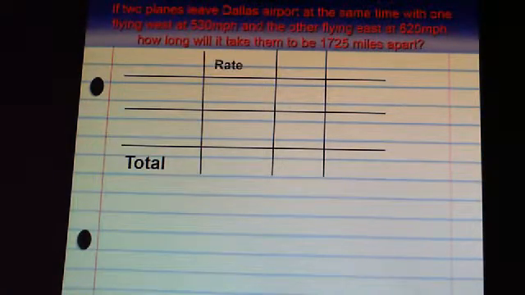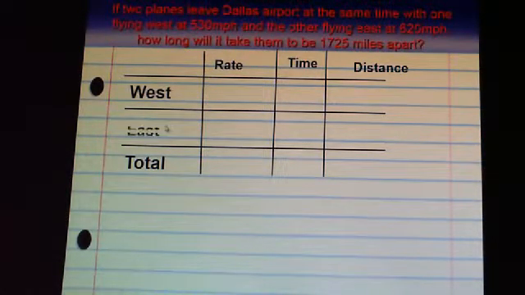Got your chart. Rate, time, and distance. Have two planes. One of them was going west and one was going east. Now you didn't have to call yours west and east if you didn't want to. I always do that because that's what's in my problem. They use west and east in the problem.